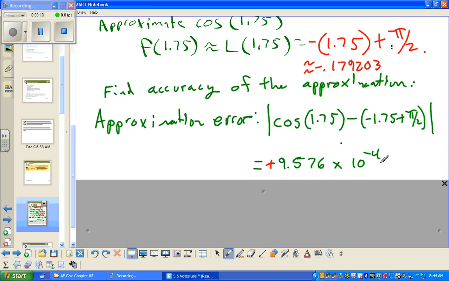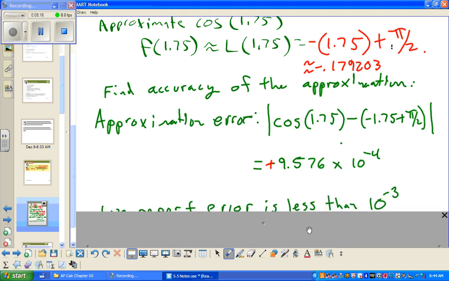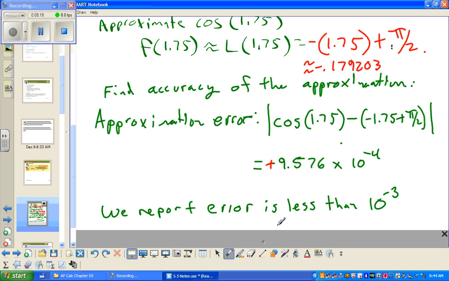9.576 times 10 to the negative fourth. Well, we don't have to be that specific. That's going to be our approximation error. What we'll say is that we would report an error of less than 10 to the negative third, and that's how you'd answer it. So that's pretty accurate.